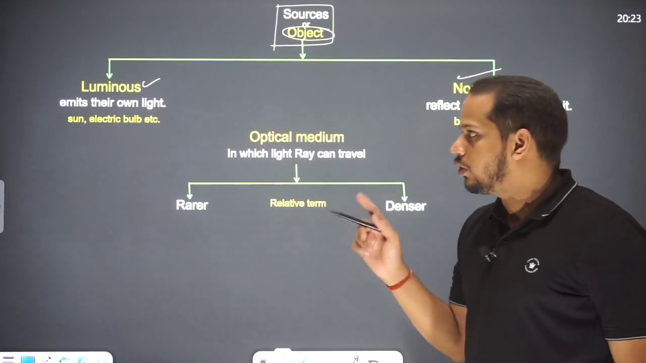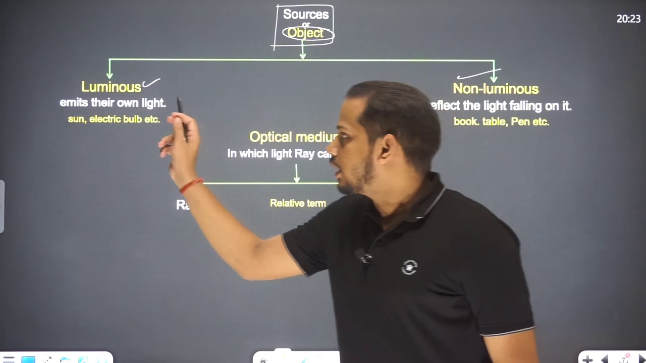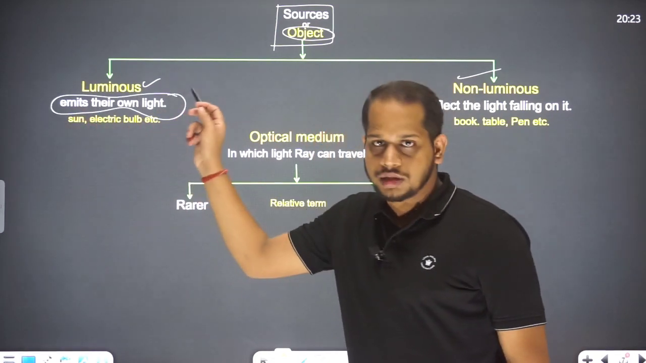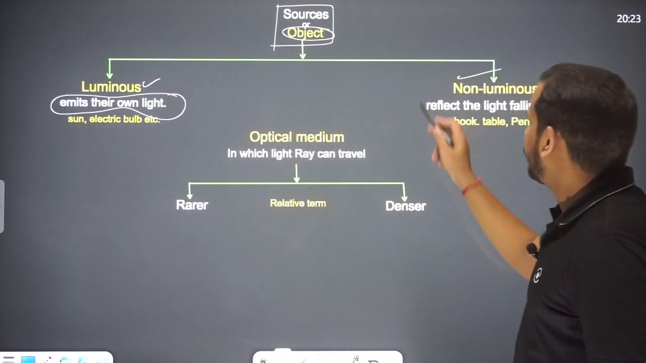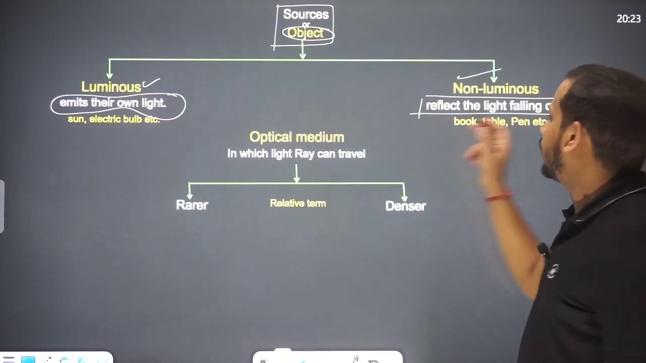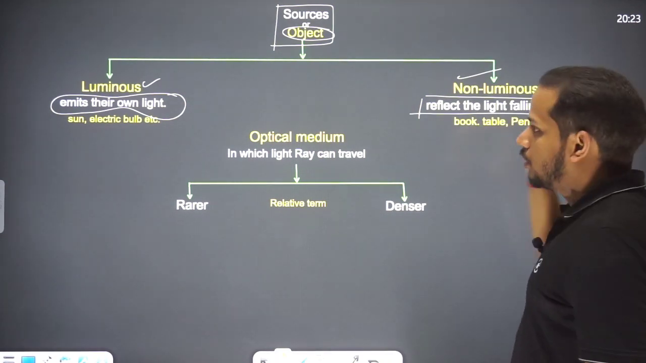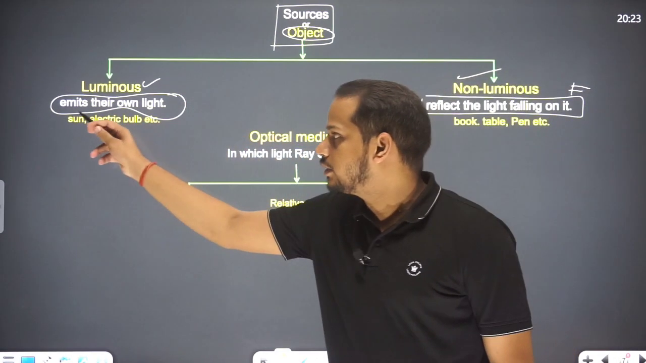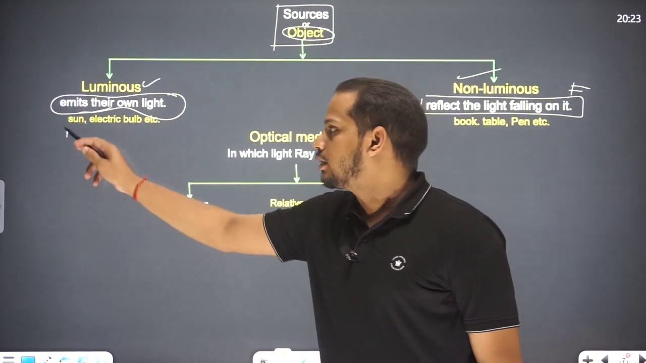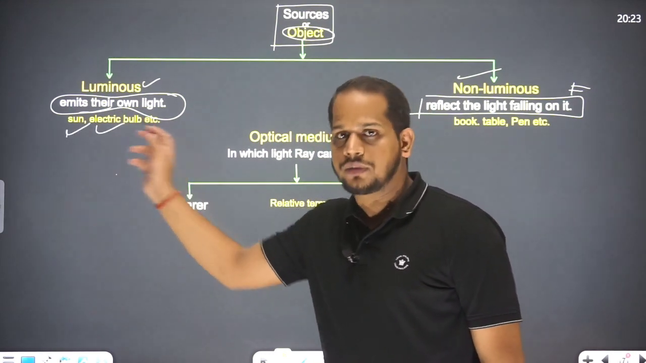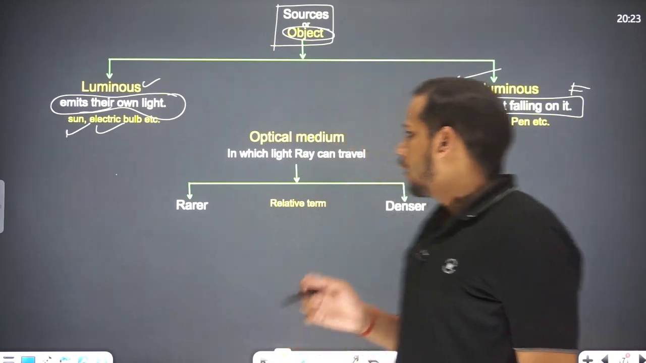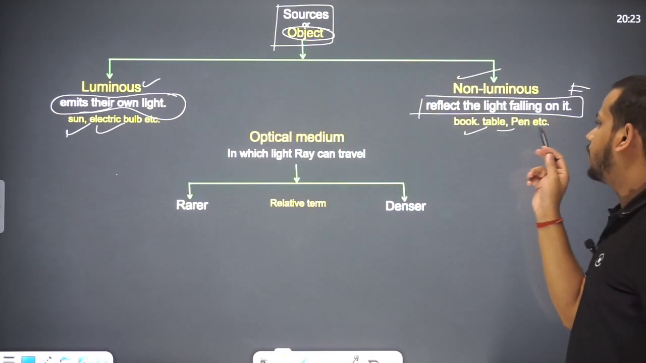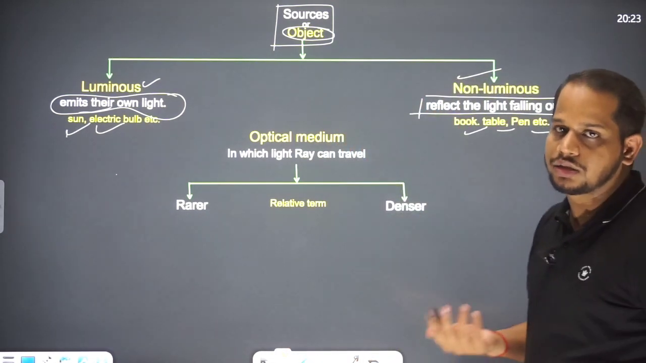What is the meaning of luminous? Luminous means emits their own light, right? And what is the meaning of non-luminous? Reflects the light falling on it. That is called non-luminous. When we say emits their own light, you know, there is the sun, electric bulb, a lot of things that are called luminous. And what is non-luminous? Everything we are observing in general is non-luminous.